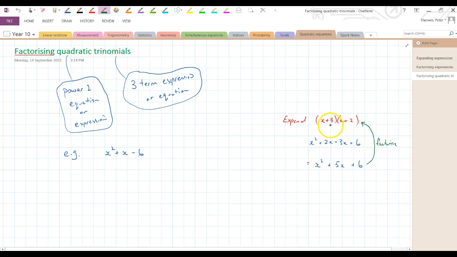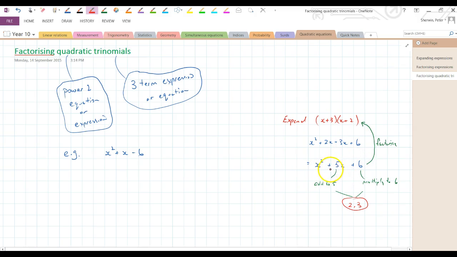Now, look at these two numbers here, 3 and 2. If we think about that, the 3 and the 2, they add to 5, and the 3 and the 2, they multiply to 6. So, if I get the two numbers that add to 5 and multiply to 6, those numbers are 2 and 3. If I take those numbers and put them into binomial expressions with x, then I've factorized x squared plus 5x plus 6.